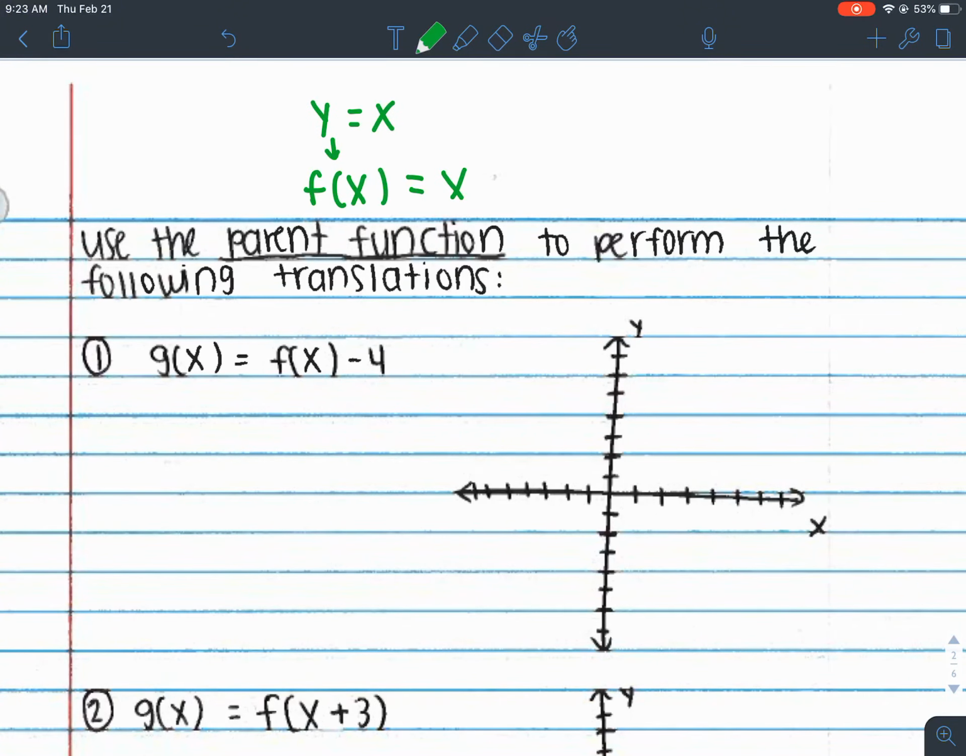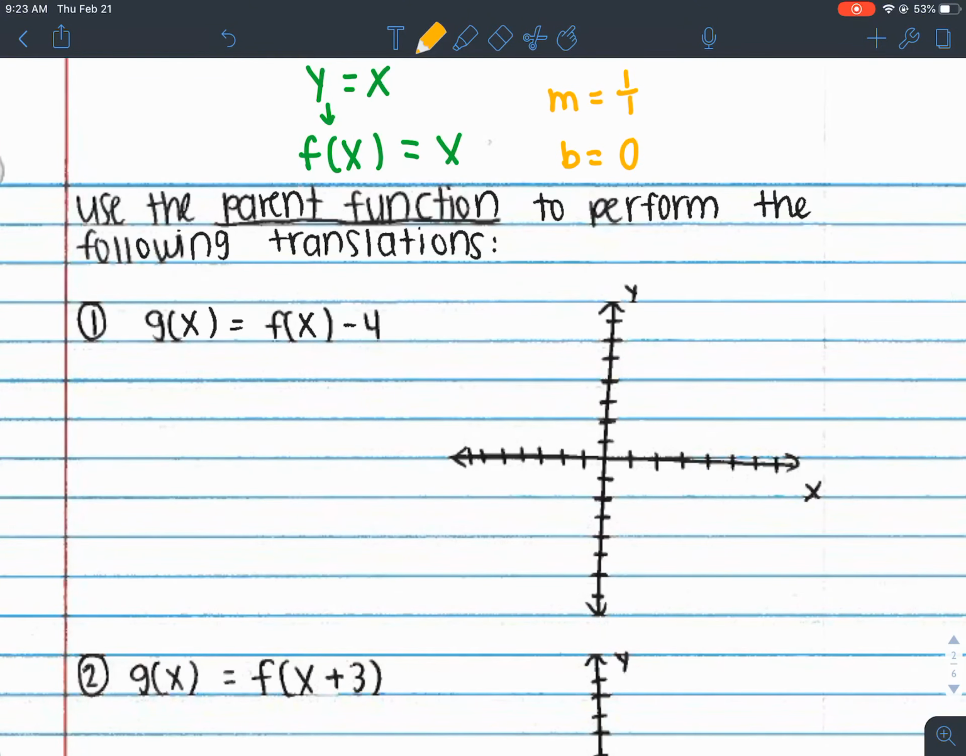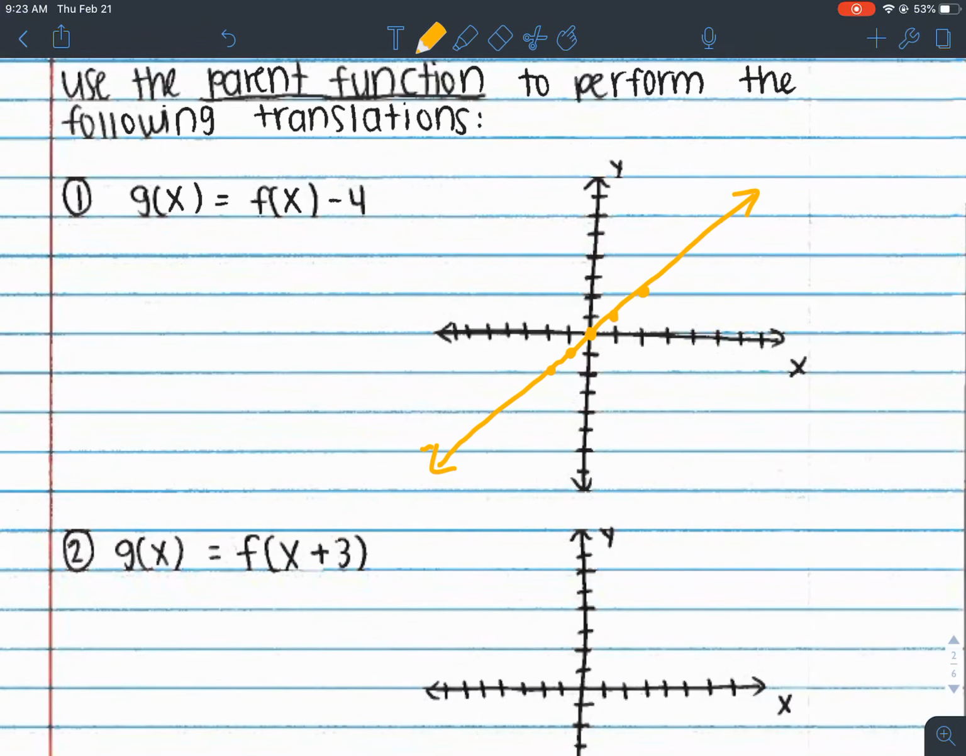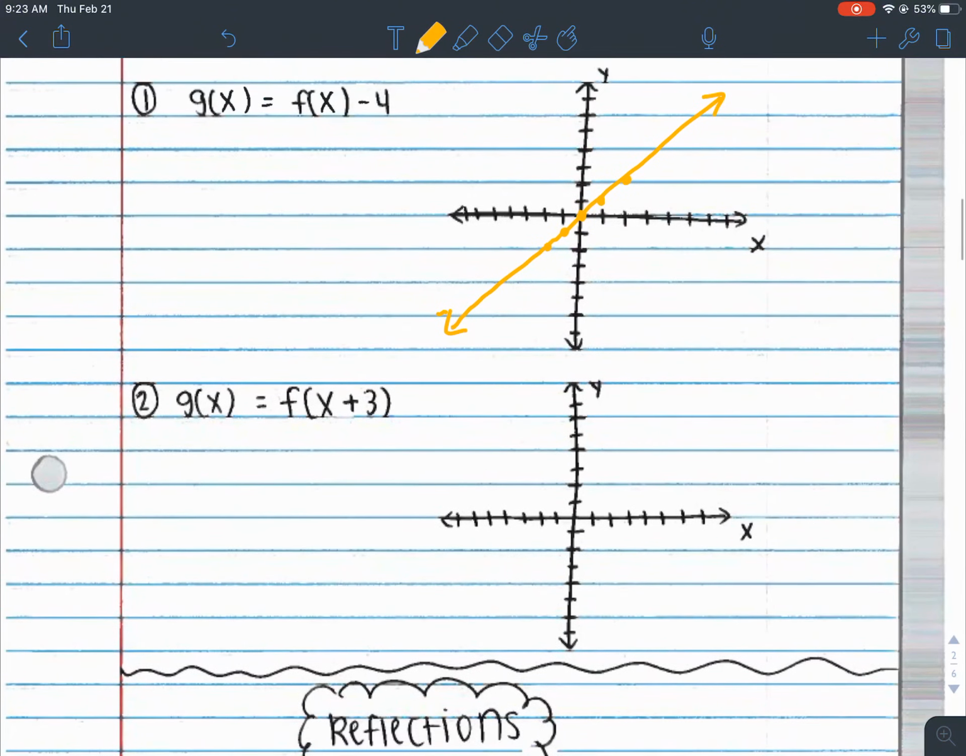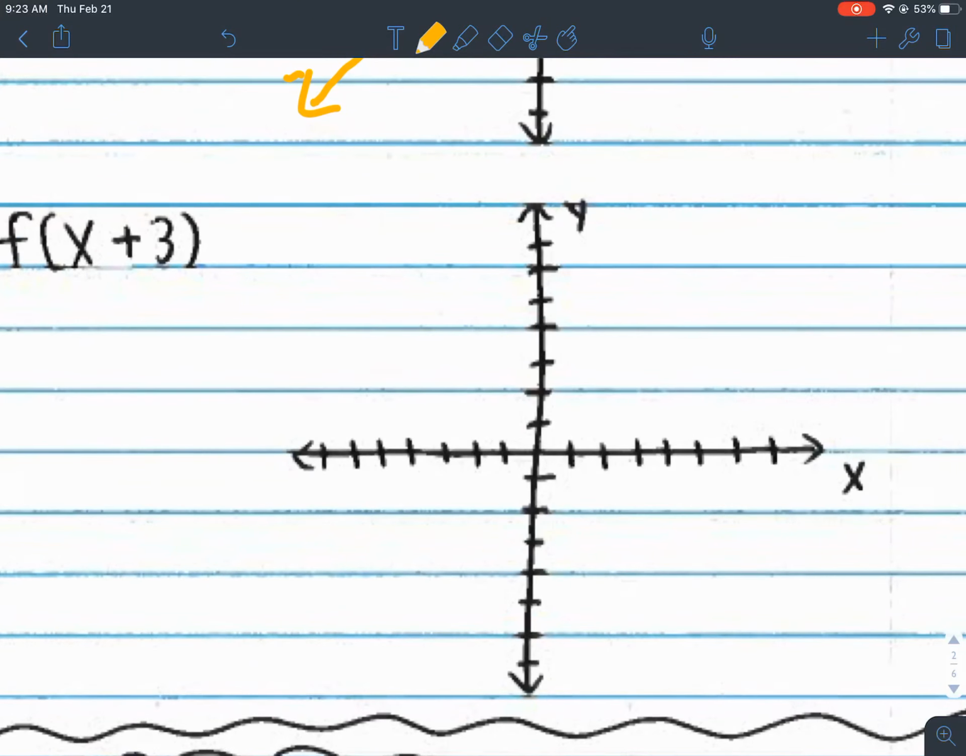So let's identify what our slope is here. Our slope is the number in front of our x, which is just 1, so 1 over 1. And then my y-intercept here is 0, because it doesn't have a b value. So you're going to want to graph your parent function first. I'm going to graph the point 0 for my y-intercept and go up 1 over 1, up 1 over 1. And I'm just going to do 5 points for the sake of trying to explain this better to you. Normally I ask for 3, but I'm going to have 5. I'm also going to use the parent function for number 2, so I'm going to go ahead and graph it on this one as well.